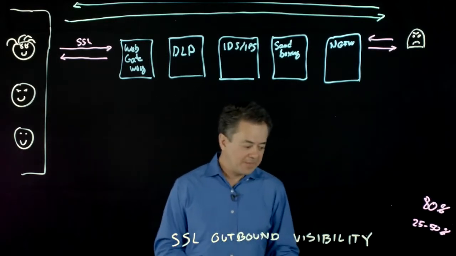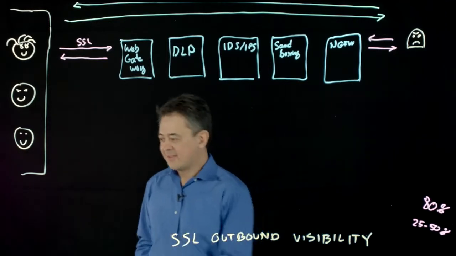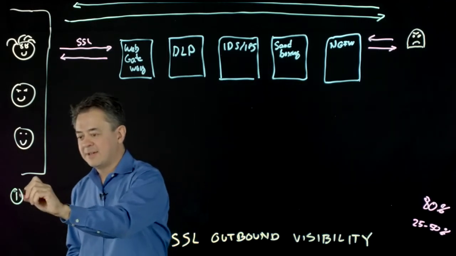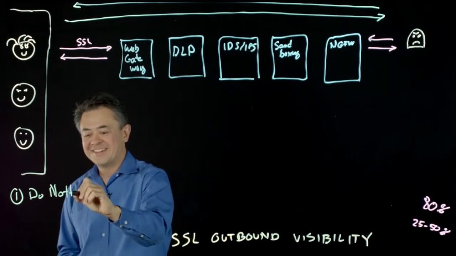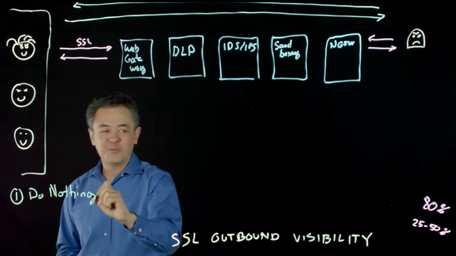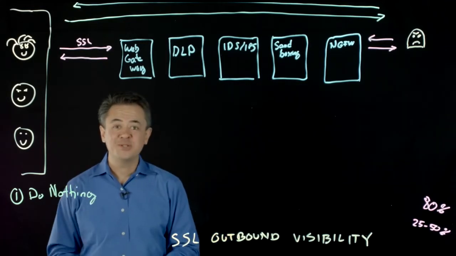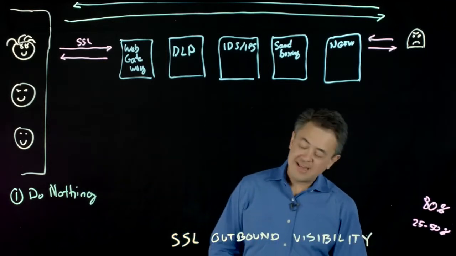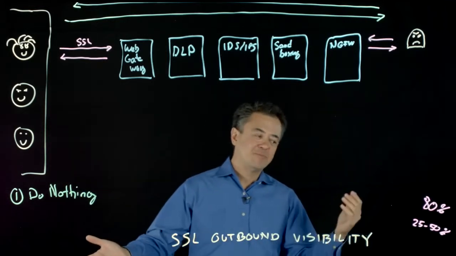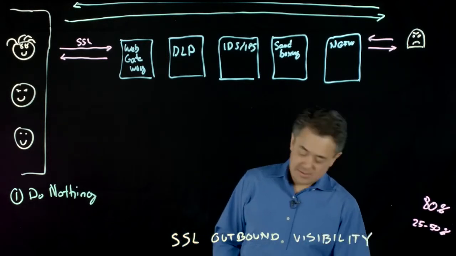Well, let me give you three possible solutions. The first one is do nothing. This is what most people do, actually. Do nothing. Or worry. Maybe you stay up late or you take some kind of medication for that. Do nothing. And you can continue to do that, but you're going to miss more and more traffic that's encrypted.